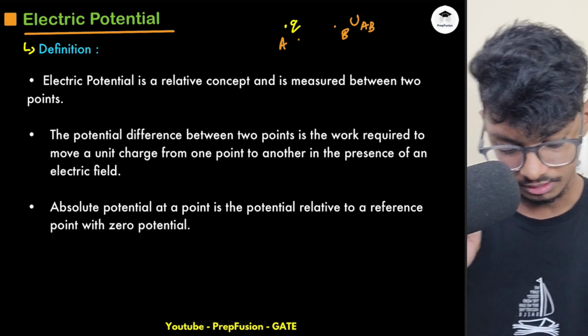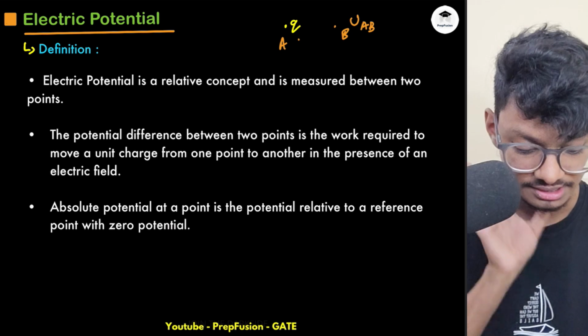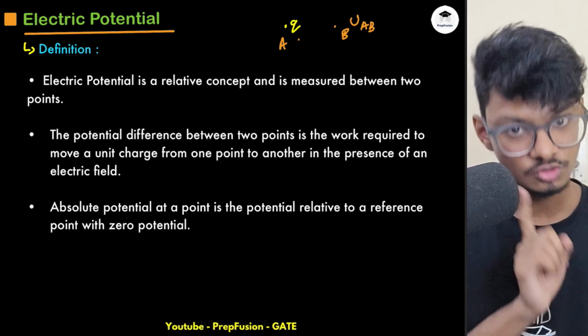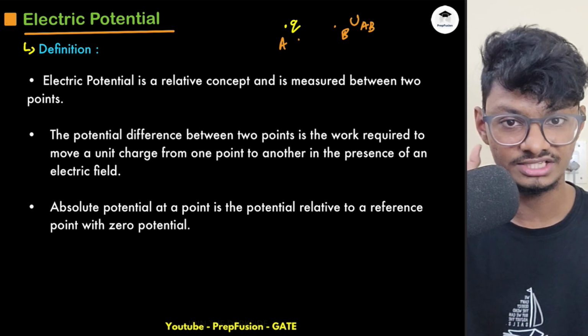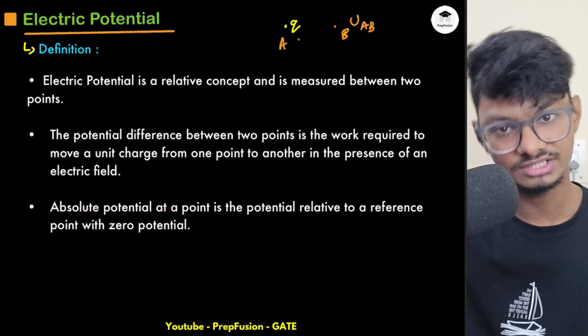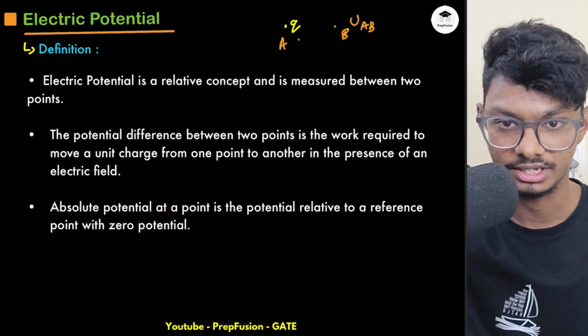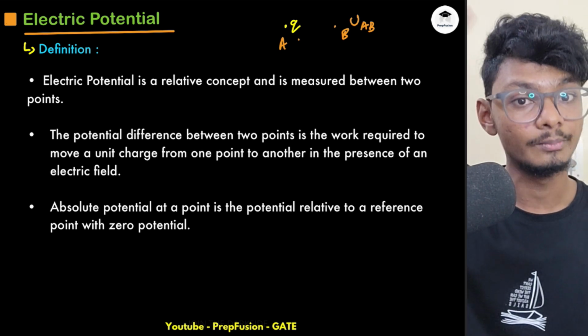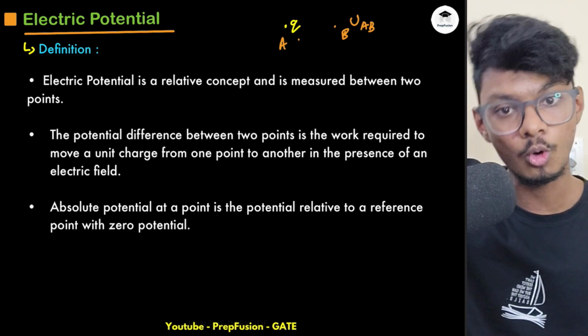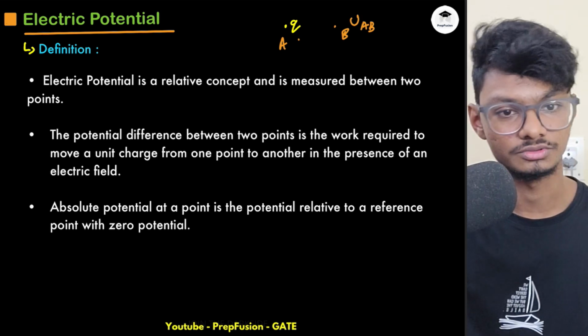Absolute potential at a point is the potential relative to a reference point. So again, this is also with respect to a point, but absolute potential is with respect to a reference point where the potential is zero. I will tell you where the potential can be zero. Absolute potential is also a relative quantity, but with respect to a global reference that everyone chooses. We'll see that.